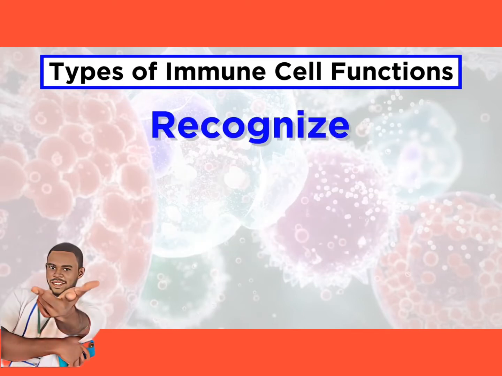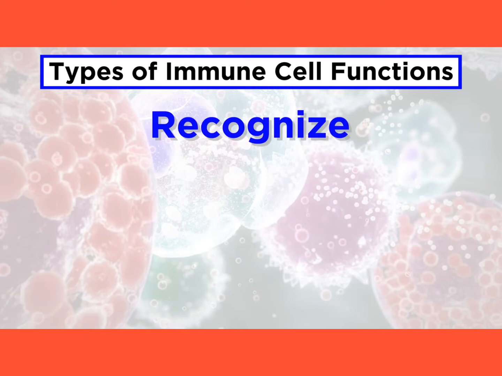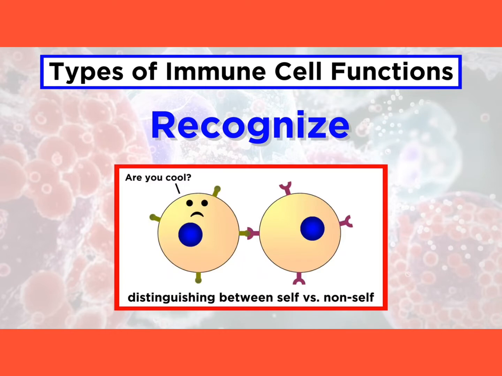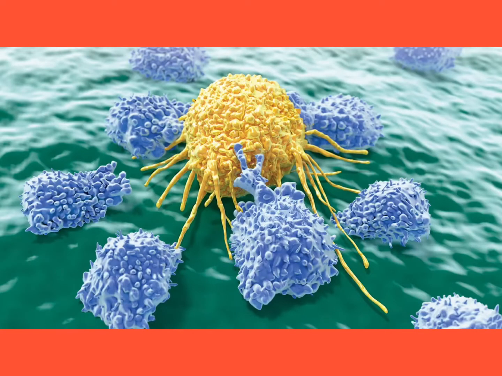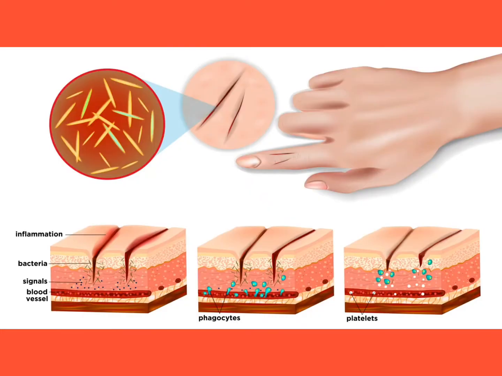Function 1. Recognize. An immune cell needs to be able to recognize when there is a threat. This involves being able to distinguish between self and non-self, meaning that it must differentiate between a cell of the human body and an infectious bacterium or virus. It also needs to recognize when self cells become cancerous and need to be destroyed, or when there has been damage to self tissue that needs to be healed, such as when you get a cut.